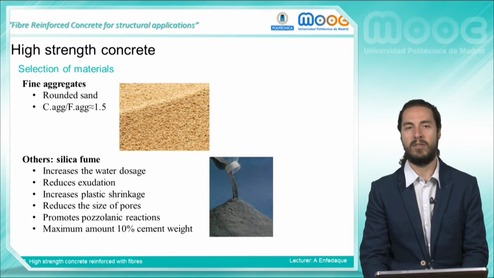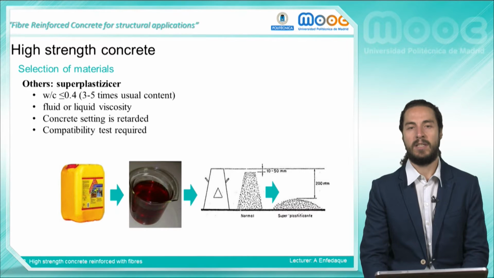However, there are some side effects that should be taken into account. The water dosage should be increased in order to maintain the same concrete workability. And the silica fume also increases the plastic shrinkage. Superplasticizer is commonly employed in high-strength concrete. As previously commented, it has to be used to obtain good workability using water-cement ratios lower than 0.4. When it is used, it is common to obtain fluid or liquid viscosities.